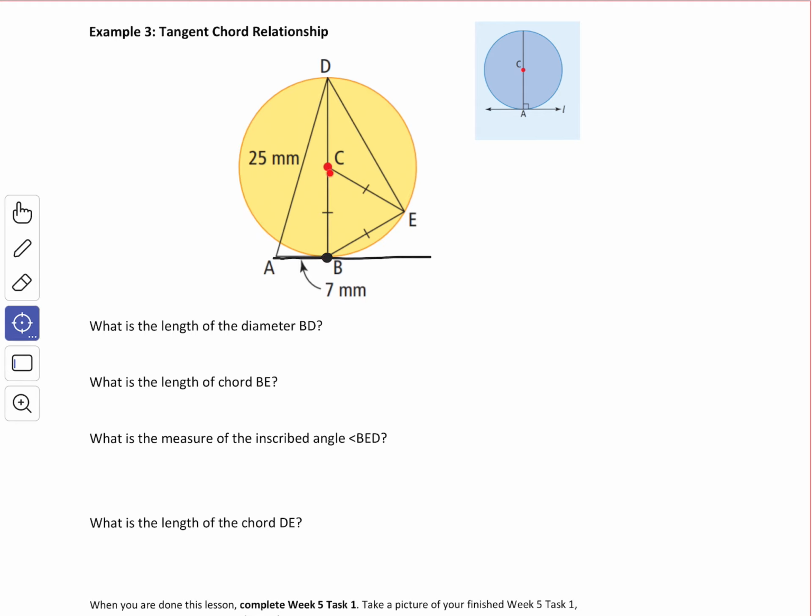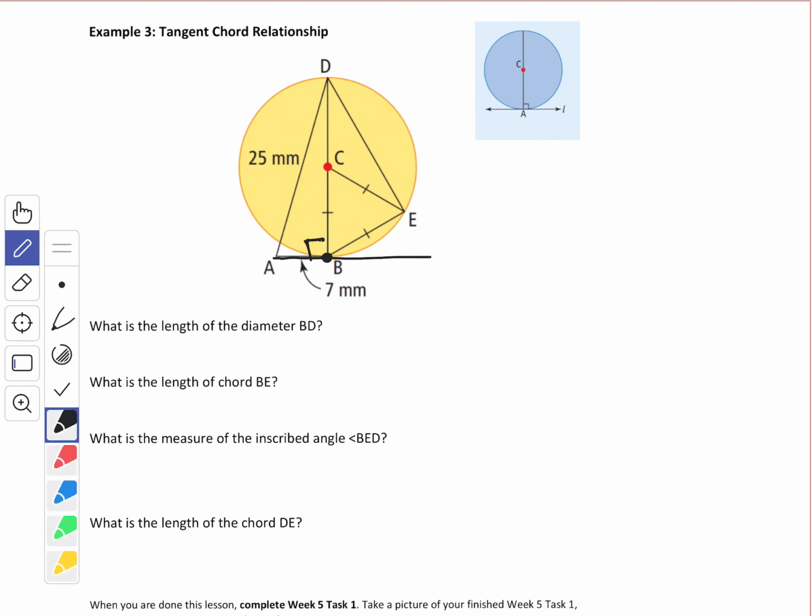According to our property, the diameter of the circle, a chord that passes through the center of the circle, and the tangent line will form a 90-degree angle. So let's indicate that right here, that this is a 90-degree angle. With that information, what is the length of the diameter BD? We can find this easily because it's now a right angle triangle and we can use the Pythagorean theorem.